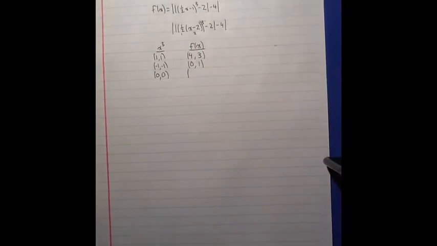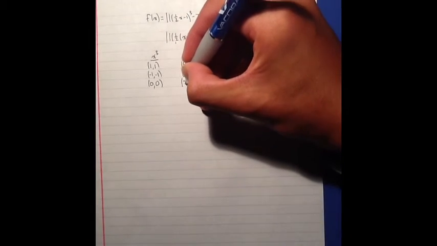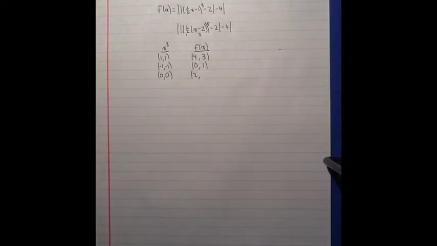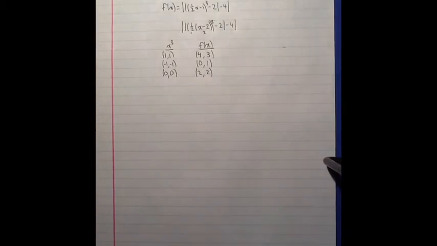And for 0, 0, we would multiply 0 by 2, which is 0, and add 2 should be 2. And then we subtract 2 to get negative 2, make it positive, positive 2, subtract 4, negative 2, and make it positive again to get positive 2. And those are the 3 points on the basic graph that it transforms to.